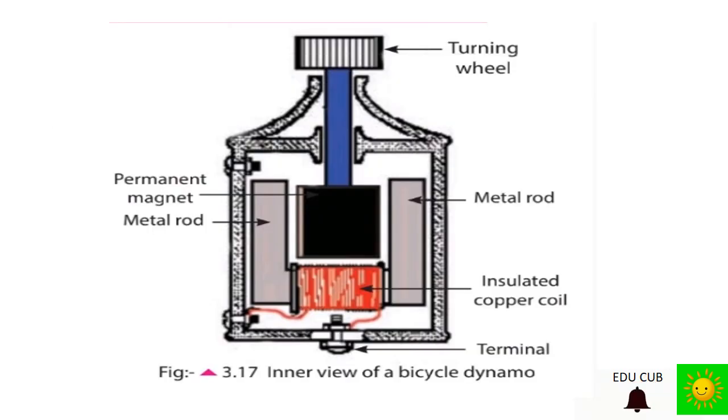There is a conducting coil and a permanent magnet in the bicycle dynamo. This is the inner view of the bicycle dynamo. The magnet in the dynamo rotates when the rear wheel of the bicycle rotates. Then electricity is generated in the conducting coil. Thus, it is clear to you that electricity is generated in the bicycle dynamo according to the principle of electromagnetic induction.